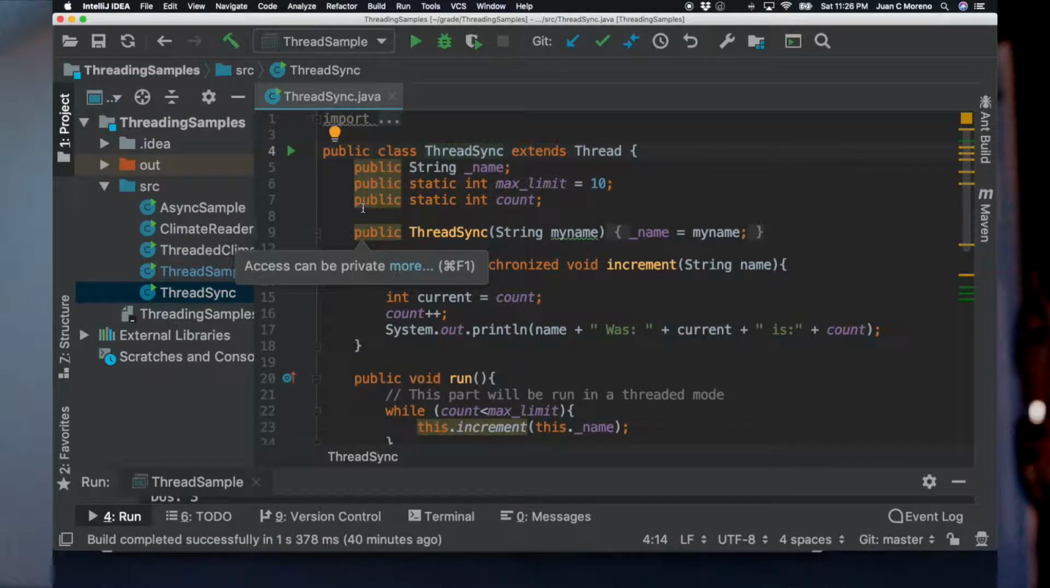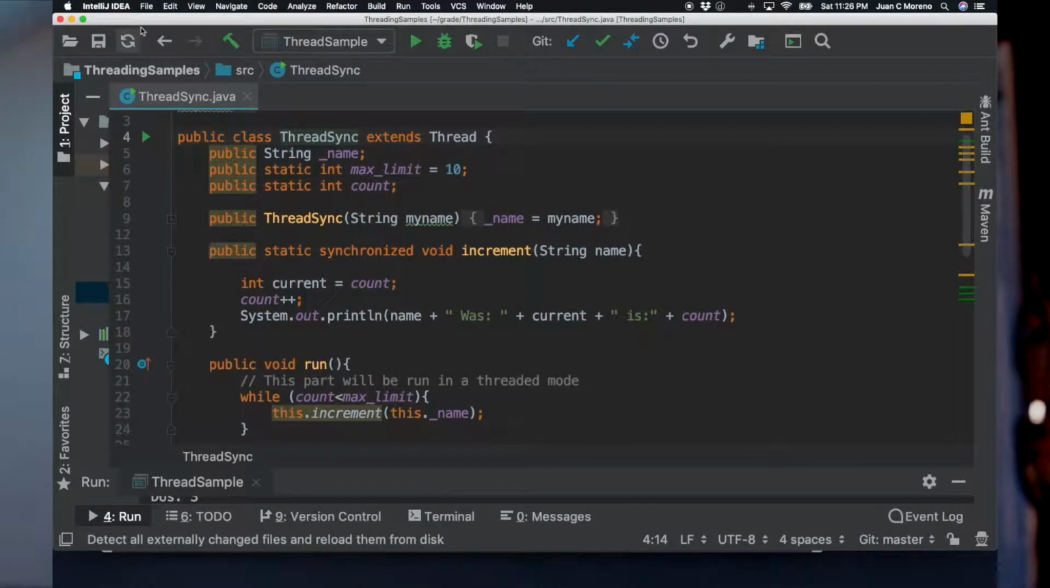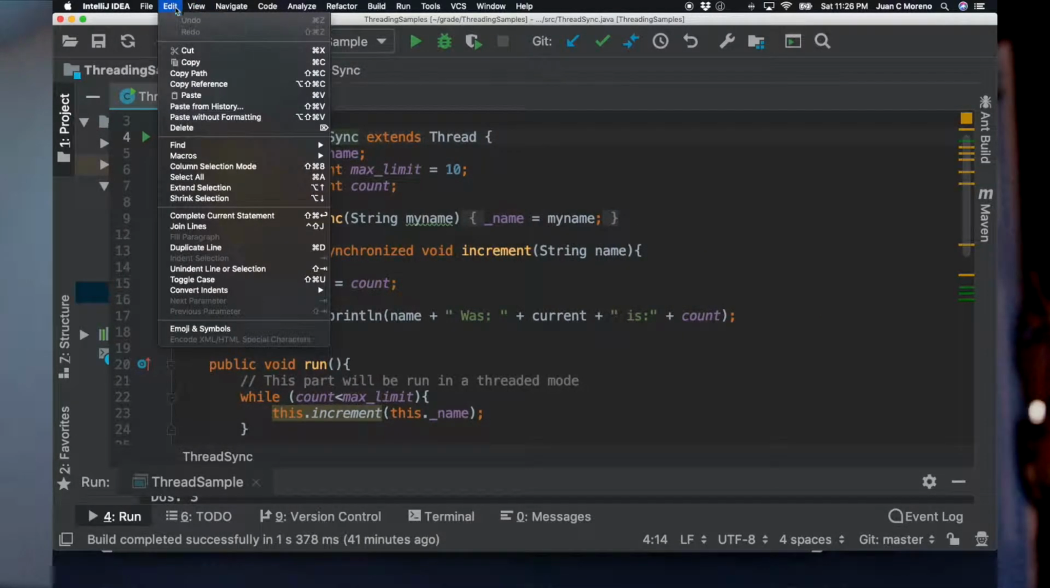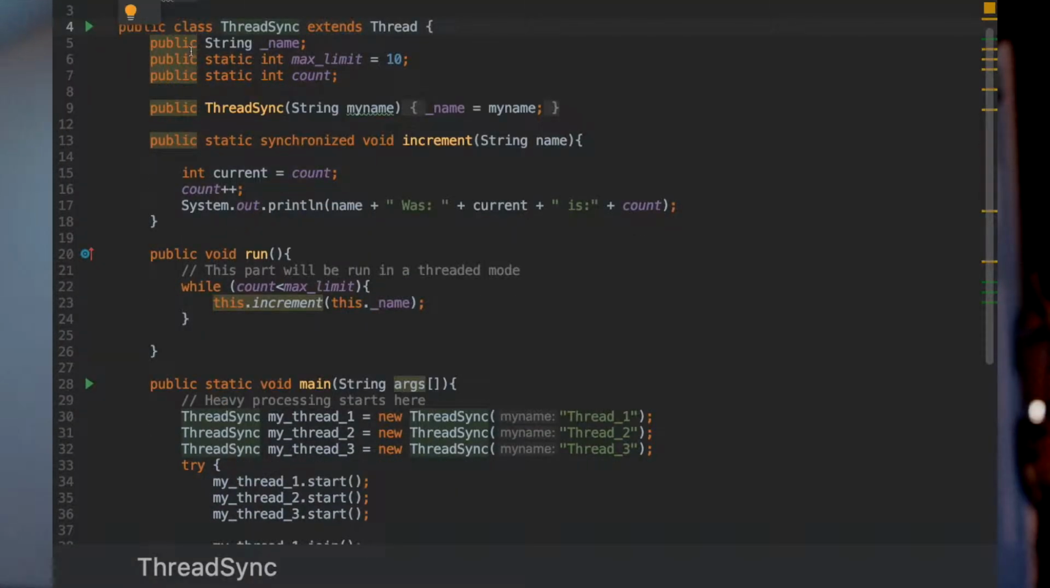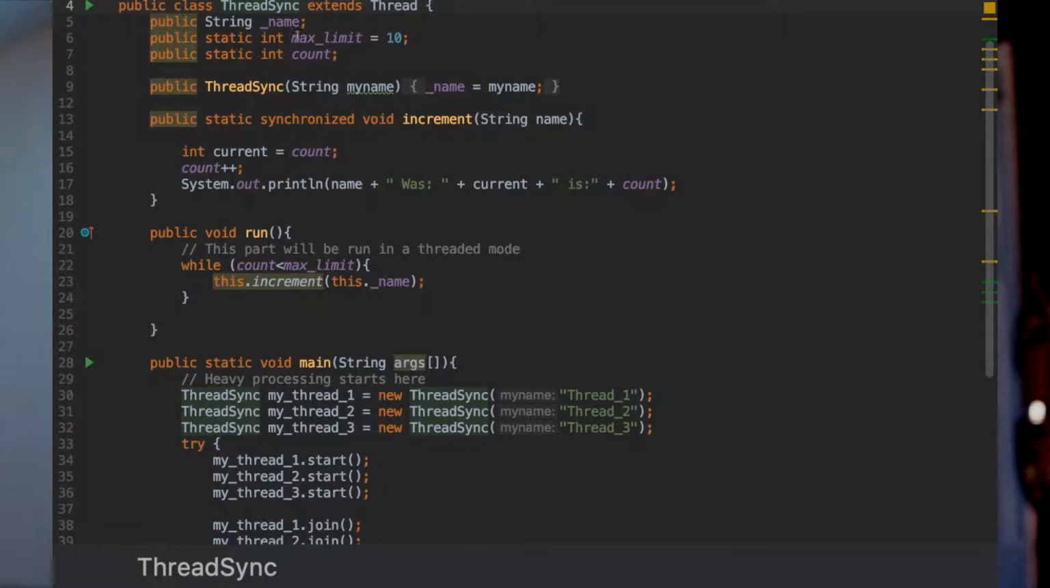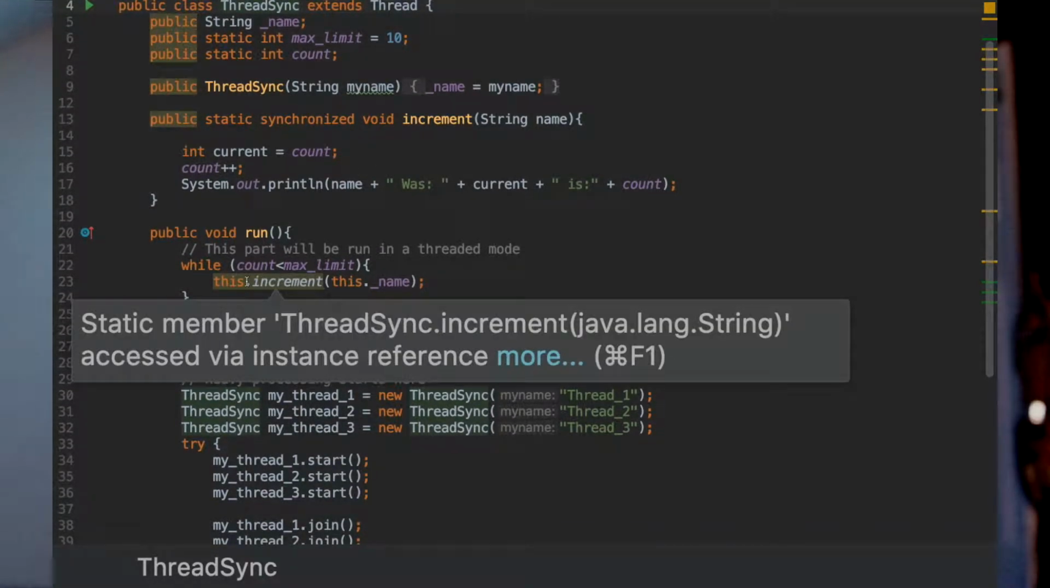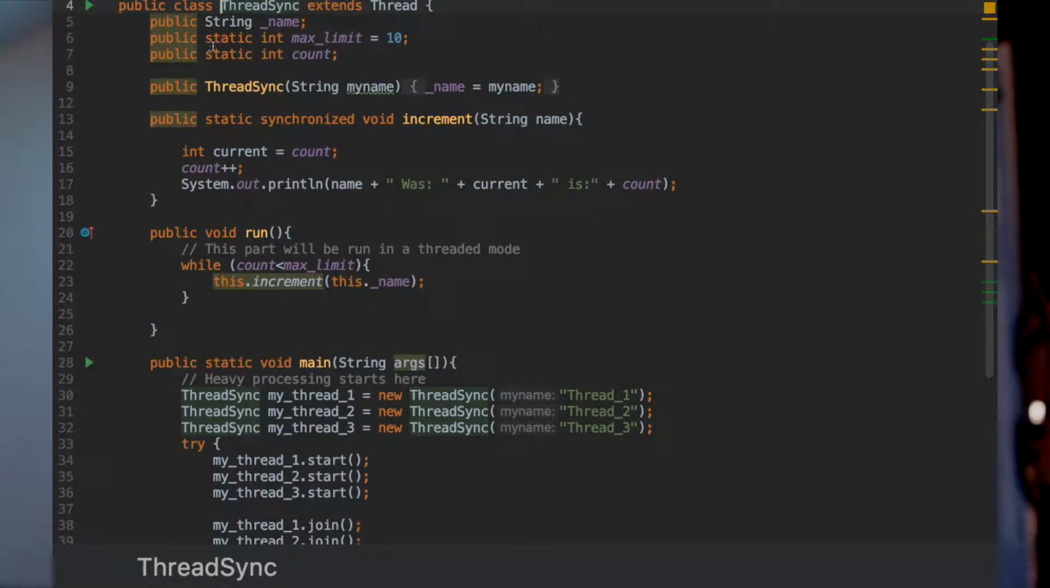So Java introduces the keyword synchronized, which if we go to the thread sync file in the repository, we're going to see this code. If we maximize it and go into presentation mode, that way we don't have any distraction, we can see that it's a ThreadSync class that extends from Thread. That's the name of the class. We're going to be counting to 10, but each thread is going to be trying to increment, and the count is static, which means that it's going to be shared. Both the max limit and the count are going to be shared resources.